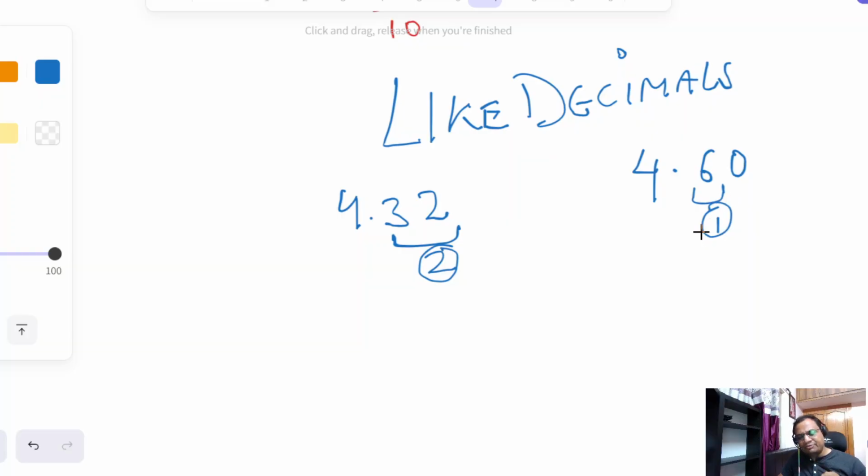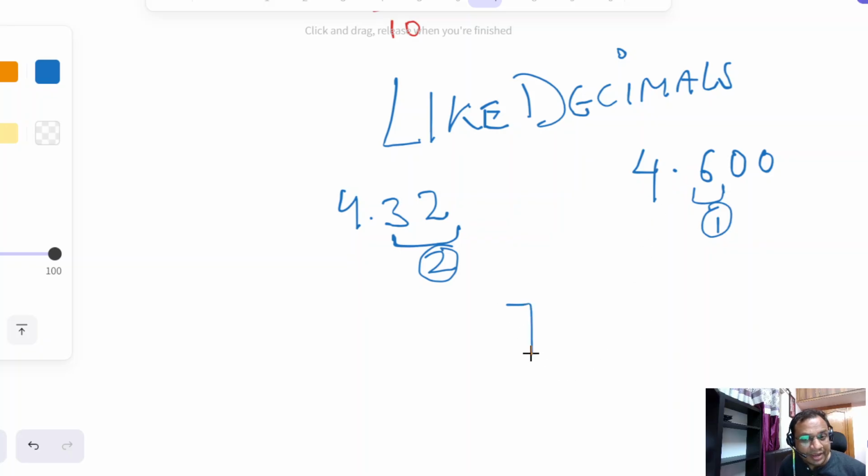4.60 is same as 4.6. 4.600 is same as 4.6. So adding zeros to the last will not change the value, but will make our work easy, because adding like decimals is easier. And one more thing we should remember: how to read the decimal number.